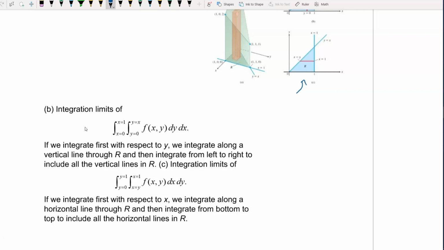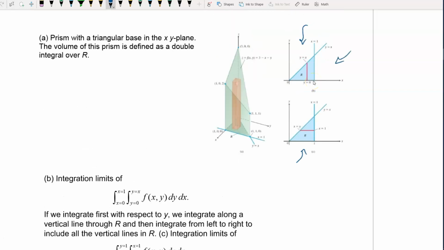With respect to y, y is from 0 to x. Based on what we have here, we have this vertical line, and between here we have the line y equal to 0 and the line y equal to x. So we're going to use y between 0 and x inclusive. For the outer limit, with respect to x, x is between 0 and 1, so x from 0 to 1.